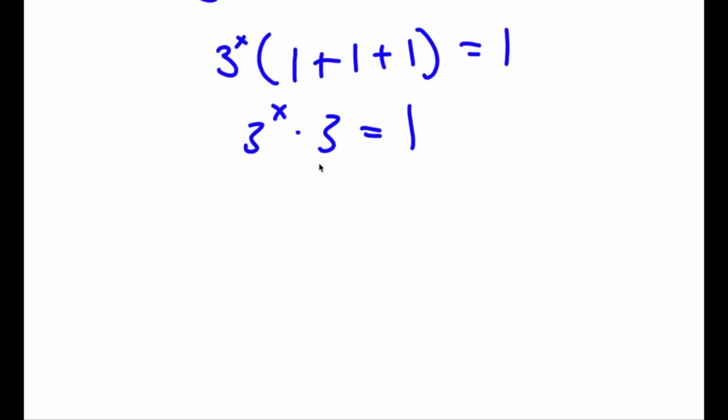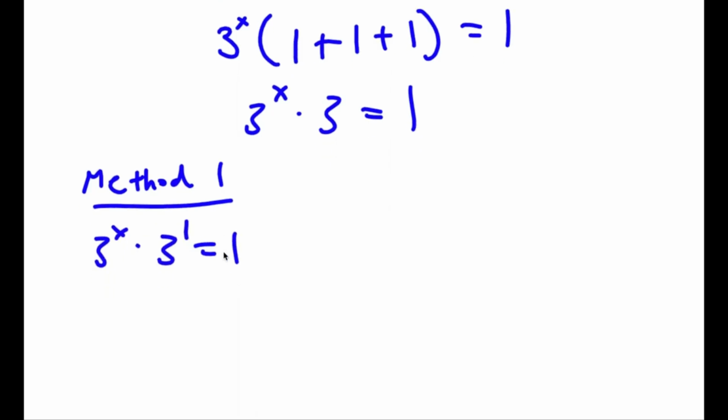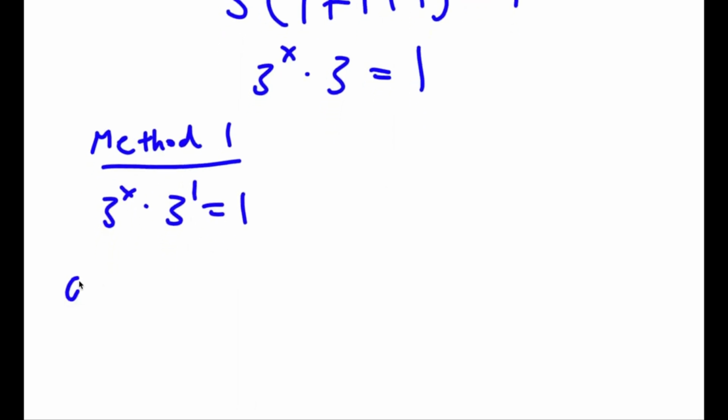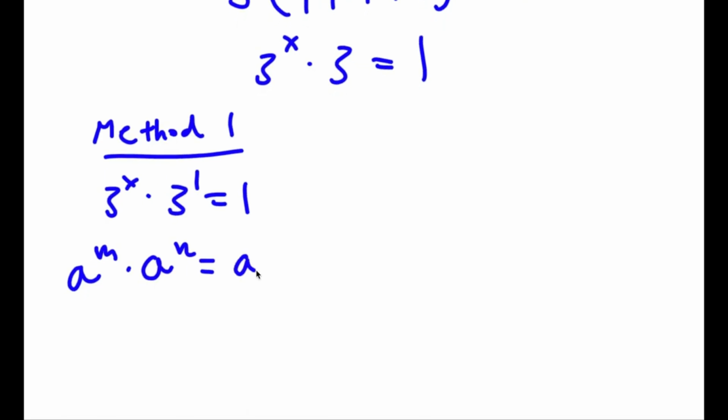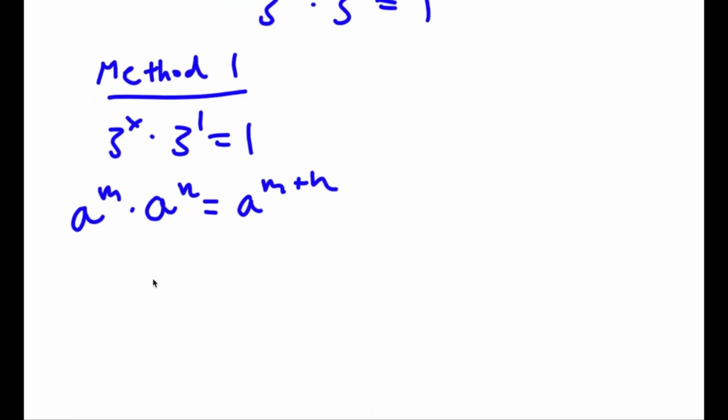And now from here, I actually have 2 methods to solving this problem. So for method 1, 3 here, this is the same thing as 3 to the power of 1. And if I have something in the form a to the power of m times a to the power of n, this is equal to a to the power of m plus n. So 3 to the power of x times 3 to the power of 1, that's going to be 3 to the power of x plus 1. Now this is equal to 1.